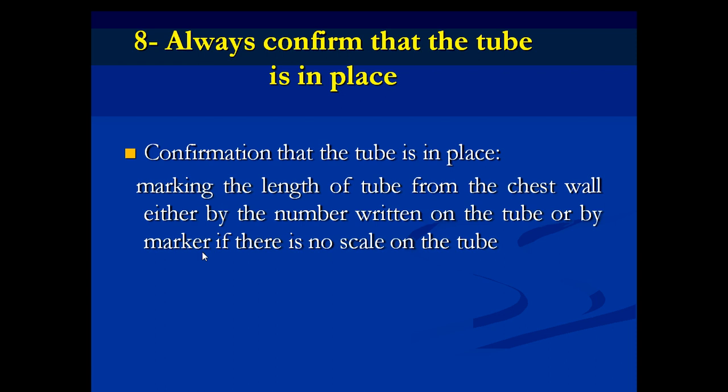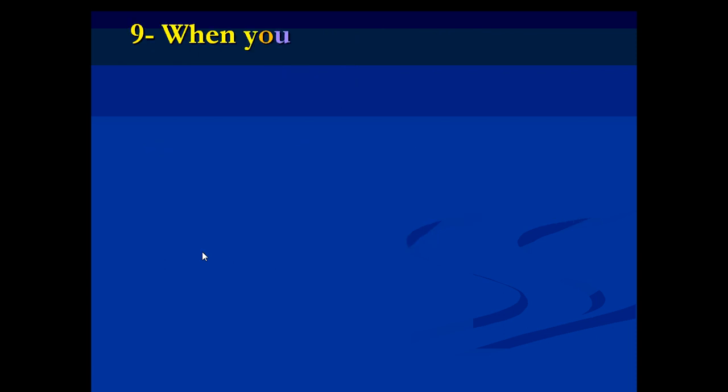If the tube is not scaled, at this moment we can just mark the chest tube with a marker at the level of the chest wall, and we have to follow whether the marking point is at the same level or has slipped outside.